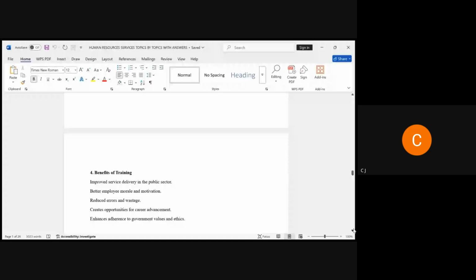So when they are now considering promoting people, they will see you have an added advantage over a certain course you did at Kenya School of Government. The course can be a supervisory course, can be a management course, any course that is under leadership. It gives you an advantage.